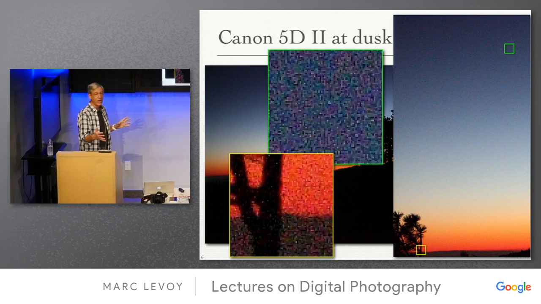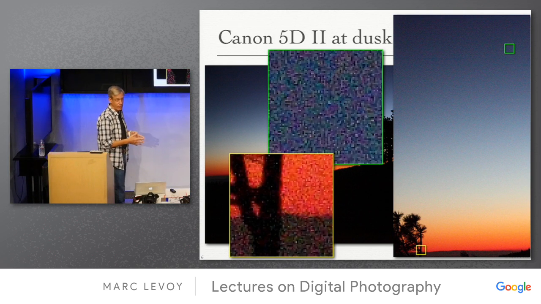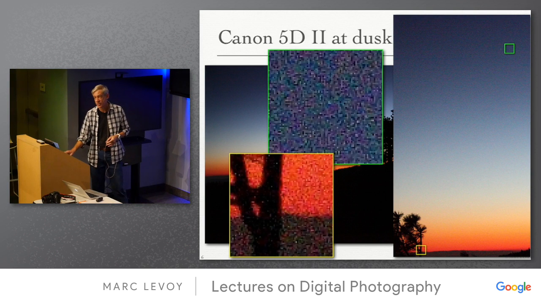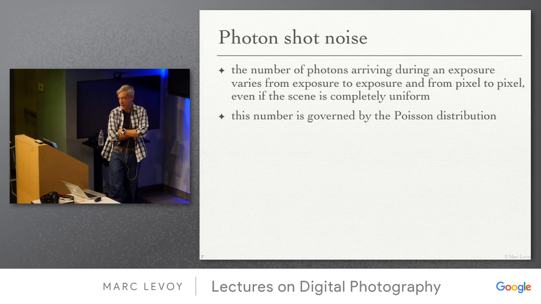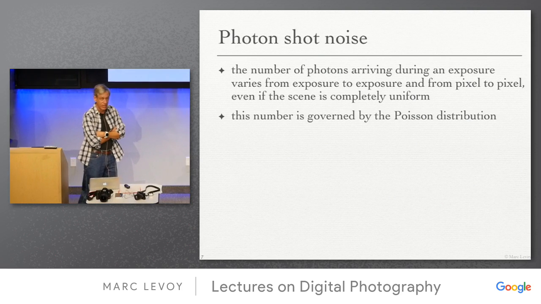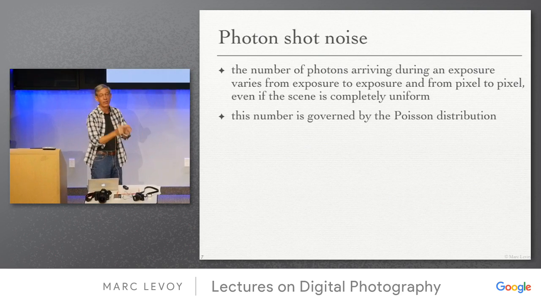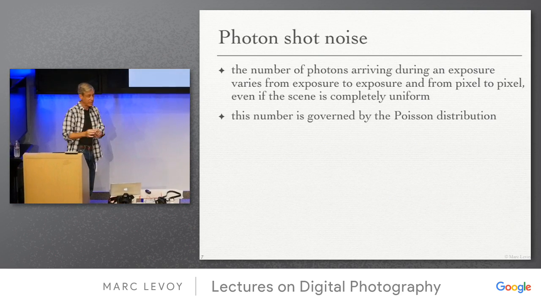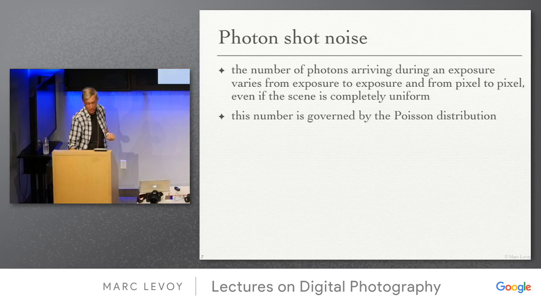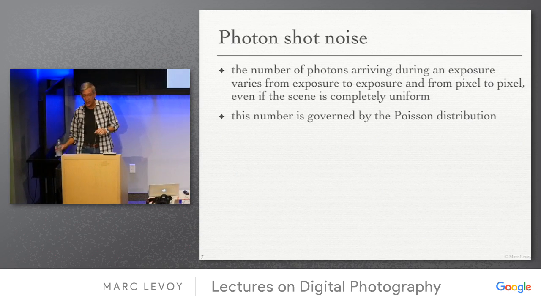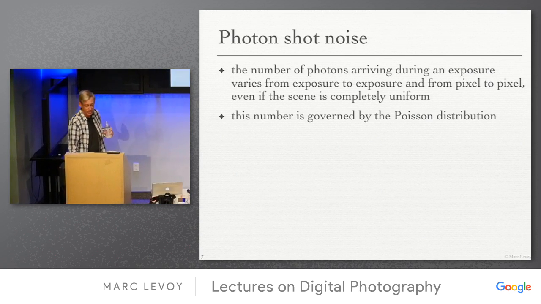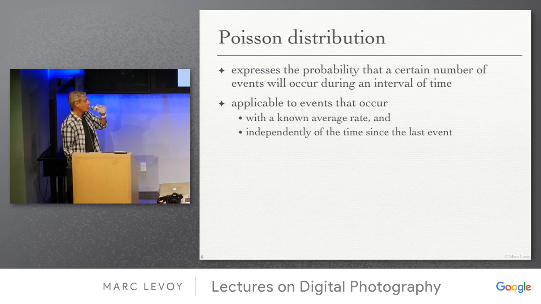So there are several different kinds of noise. The most important one for us to talk about is photon shot noise. So photon shot noise is a variability in the number of photons that arrive on each pixel on each exposure. It will vary from pixel to pixel, and it will vary from exposure to exposure, even if the scene you're looking at is completely uniform and nothing changes over time. So this is governed by a Poisson distribution, which is this.